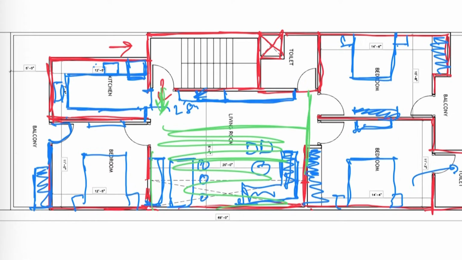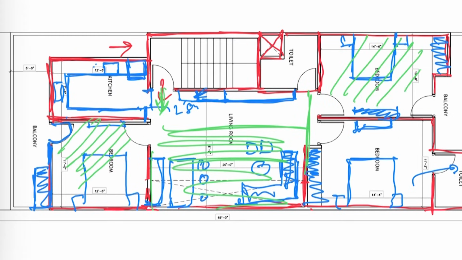This is my bedroom. Bedroom has proper ventilation from front and the rear bedrooms have proper ventilation from the rear side. A kitchen is also having proper platform.